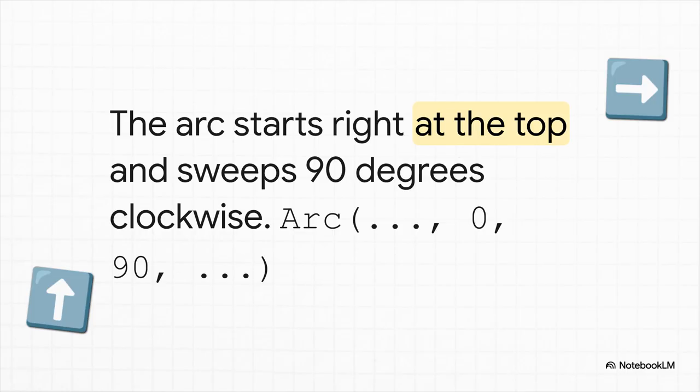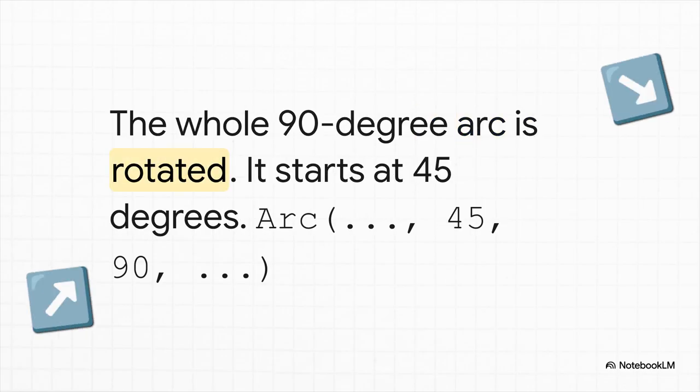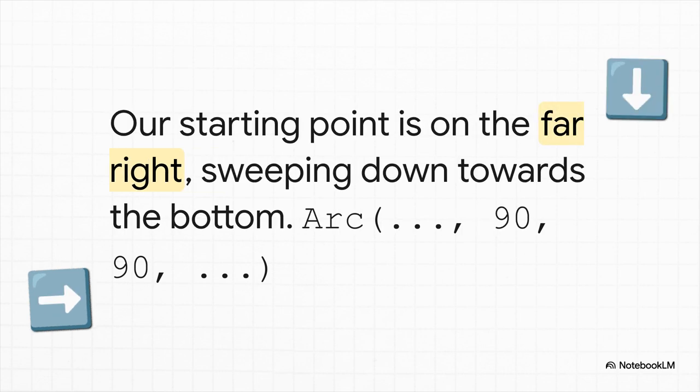Okay, let's see this in action. Here we've got a start angle of 0, so our pen goes down right at the top of the oval, and then we draw, or sweep, for 90 degrees in a clockwise direction. Now what happens if we change that start angle to 45? See, the entire arc just rotates. It now starts at that 45-degree mark, but it still sweeps for the same 90 degrees from its new starting point. And let's do one more. We set the start angle to 90. Now we begin drawing from the far right side and sweep 90 degrees down. You have total, precise control over where your curve begins.